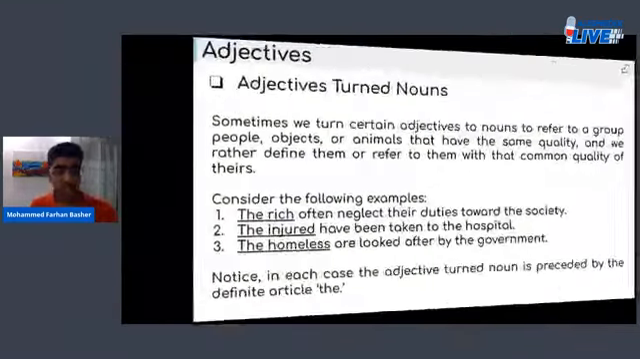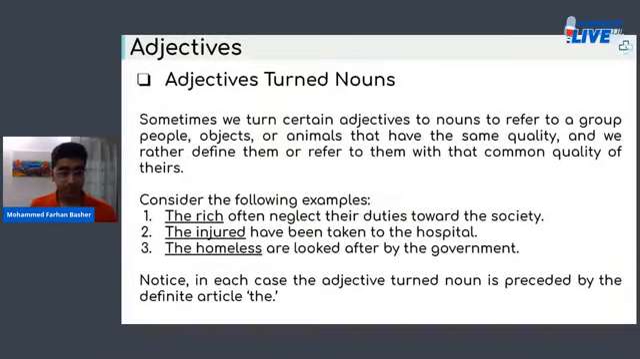And then we have adjectives turned nouns. What are these? Sometimes we turn certain adjectives to nouns to refer to a group of people, objects, or animals that have the same quality, and we define them or refer to them with that common quality of theirs. Consider the following examples. The rich often neglect their duties to the society. The injured have been taken to the hospital. The homeless are looked after by the government. Notice in each case, the adjective turned noun is preceded by the definite article the.